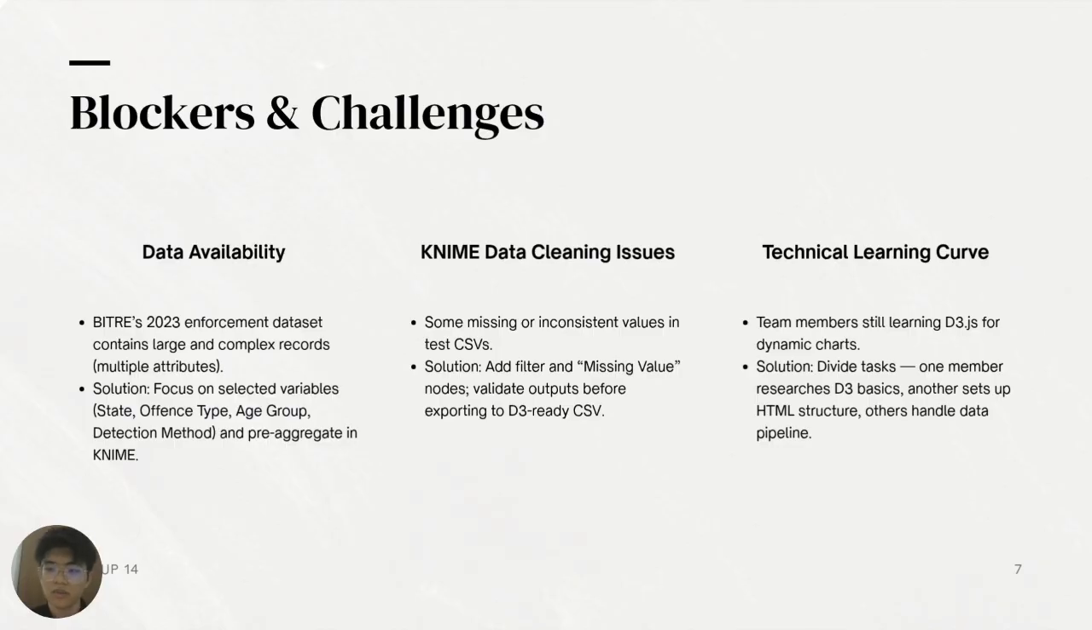Moving on to the bugs and challenges, the main issue we have faced so far is the complexity of the dataset. There are multiple attributes and missing values. To overcome this, we are filtering and simplifying the data by focusing on key variables like state, age group, offense type, and detection method.